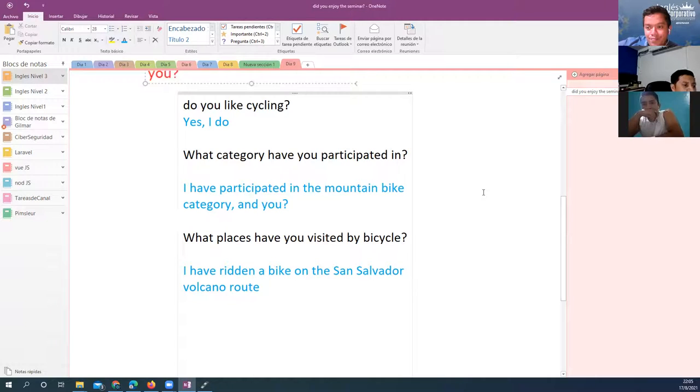Okay, go. Do you like cycling? Yes, I do. What category have you participated in? I have participated in the mountain bike category, and you? I have participated in the mountain bike category. I have participated in mountain bike in the road Santa Ana. Very good. What place have you visited by bicycle? I have ridden a bike on the San Salvador volcano road. Excellent. Very good, Hilmar.